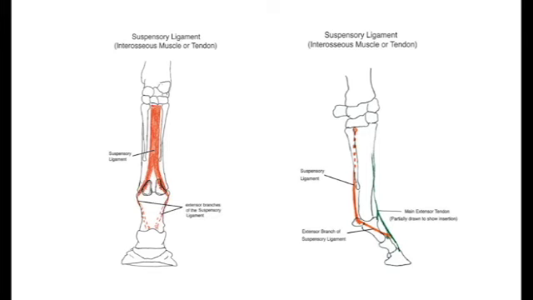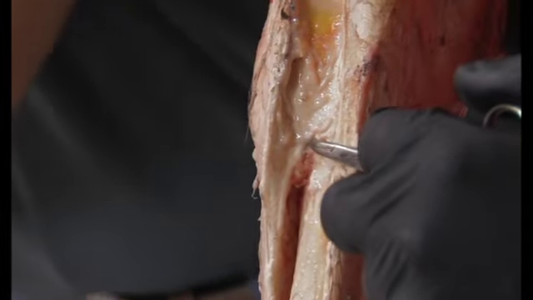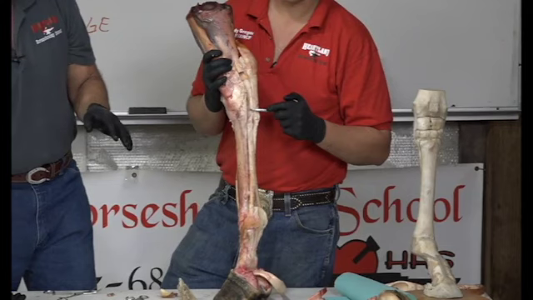The next one is the suspensory ligament. So Cody's been doing a little bit of knife work while I've been talking here. The suspensory ligament is also known as the interosseous muscle or interosseous tendon. And you can see here it originates at, in this case, the plantar proximal cannon, but it could be palmar proximal cannon. There will be adhesions to the distal row of carpals or tarsals.